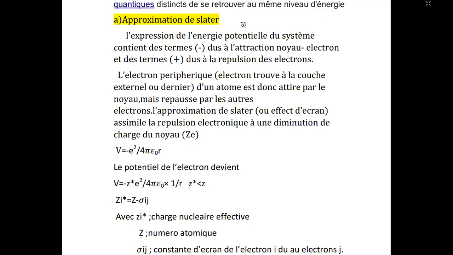So that's all. We'll continue now. We say that Slater's approximation assimilates the electronic repulsion to a diminution of the charge of the nucleus. As I explained, this approximation of Slater, which assimilates the repulsion between electron and electron, gives us the diminution of the charge of the ion, and they will be screening the inner and outer shell.